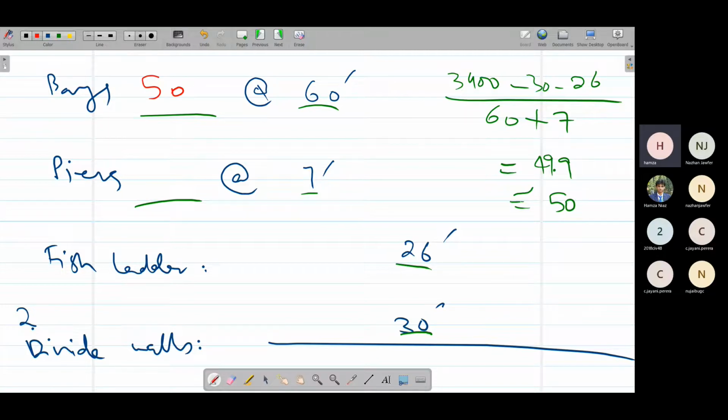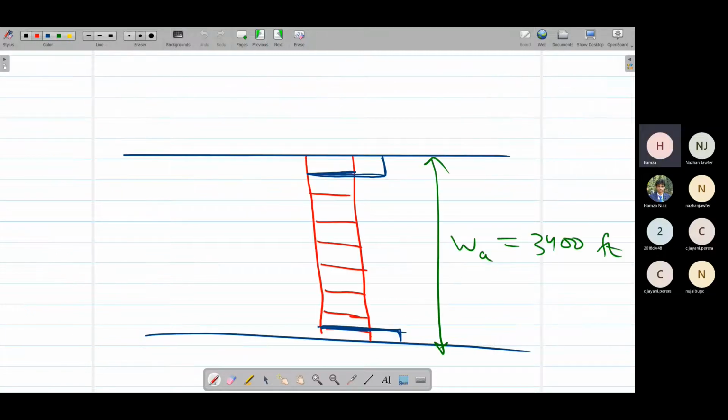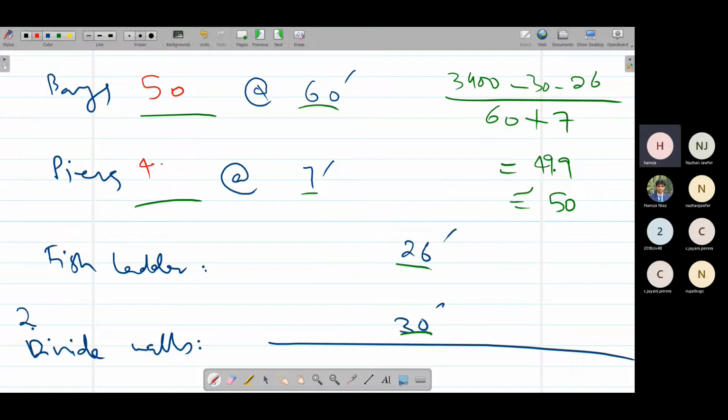So we'll get 49 piers, but there are two divide walls as well. So we'll get 47 piers. 50 minus 3, or just subtract 3 from the number of bays, we'll get the number of piers. So this is how we can get the total number of bays and piers.